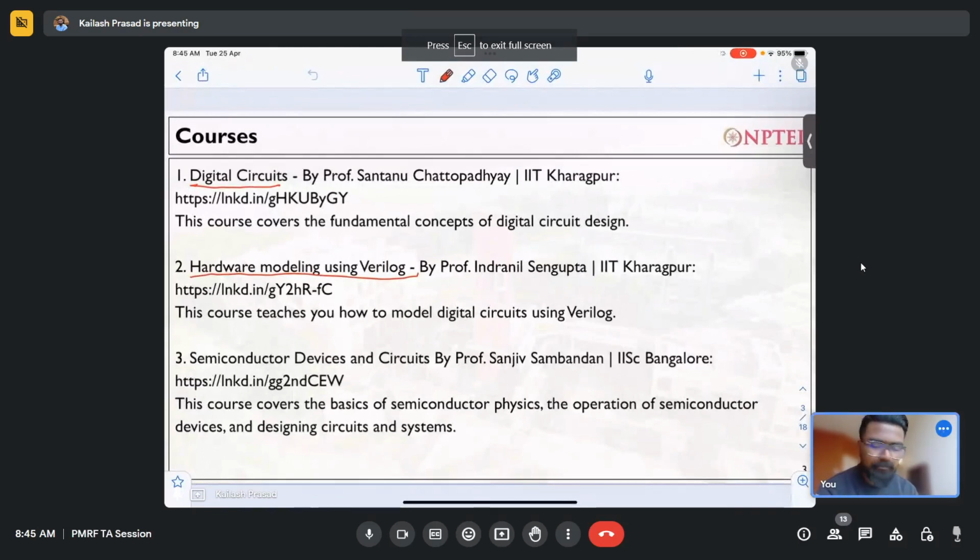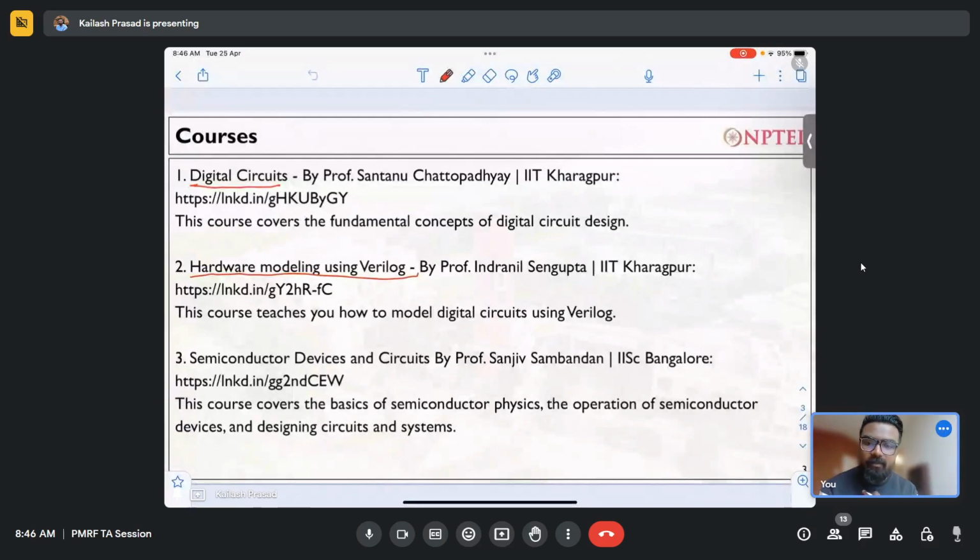Okay, so what I was discussing is this course, hardware modeling using Verilog, right? This is one of the very famous courses from Professor Indranil Sen Gupta, again from IIT Kharagpur. The course teaches you how to model digital circuits using Verilog, right from the very basics. The course assumes that you don't know anything about Verilog, you have just learned the basics of digital circuits. And if you want to design any complex circuit, you can take this course.